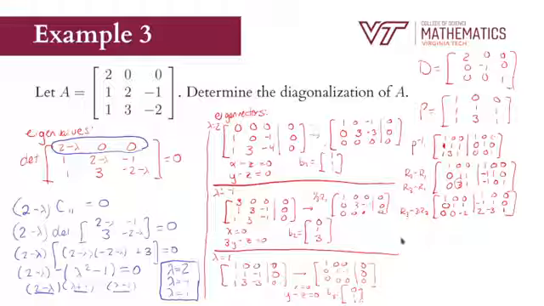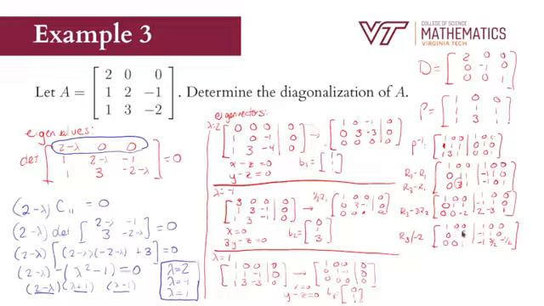All right, 2 more steps. Row 3, we're going to have to divide that by negative 2. Zero, 0, 1. 2 divided by negative 2 is negative 1. Negative 3 divided by negative 2 is positive 3 halves. And 1 divided by negative 2 is negative 1 half. So we're getting some fractions there, but that's okay.